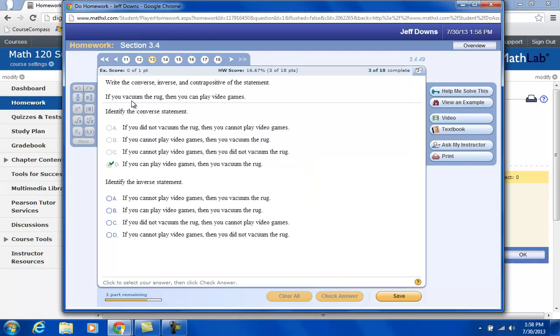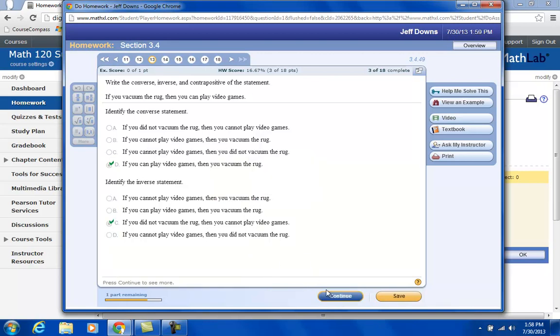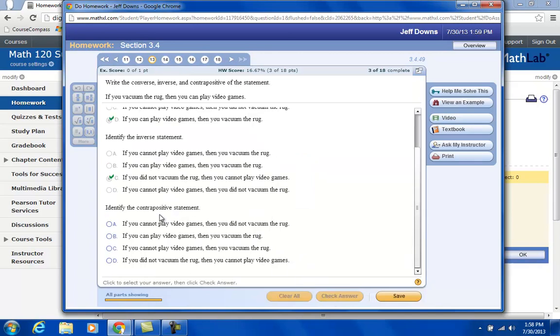Inverse means you just negate the first and the second. If you did not vacuum the rug, then you cannot play video games. So there you go. Next one, the contrapositive. This means you switch them and you negate them. So if you cannot play video games, then you did not vacuum the rug. So the video game one goes first and you negate it. The vacuum one goes last and you negate it. So it'd be A.